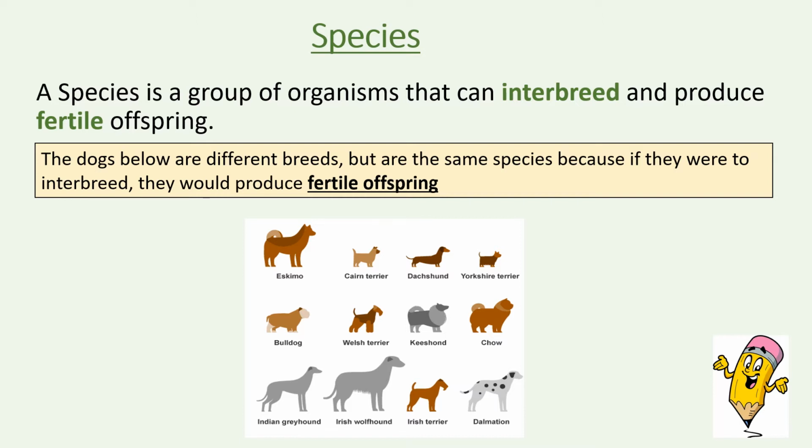A donkey can interbreed with another donkey to produce donkey babies, and then they can go on to interbreed with another donkey to produce babies. Donkeys and horses can interbreed together, but they make a mule, and the mule cannot have children. So the key words are that a species is a group of organisms that can interbreed and produce fertile offspring. So interbreed and fertile are the key words.